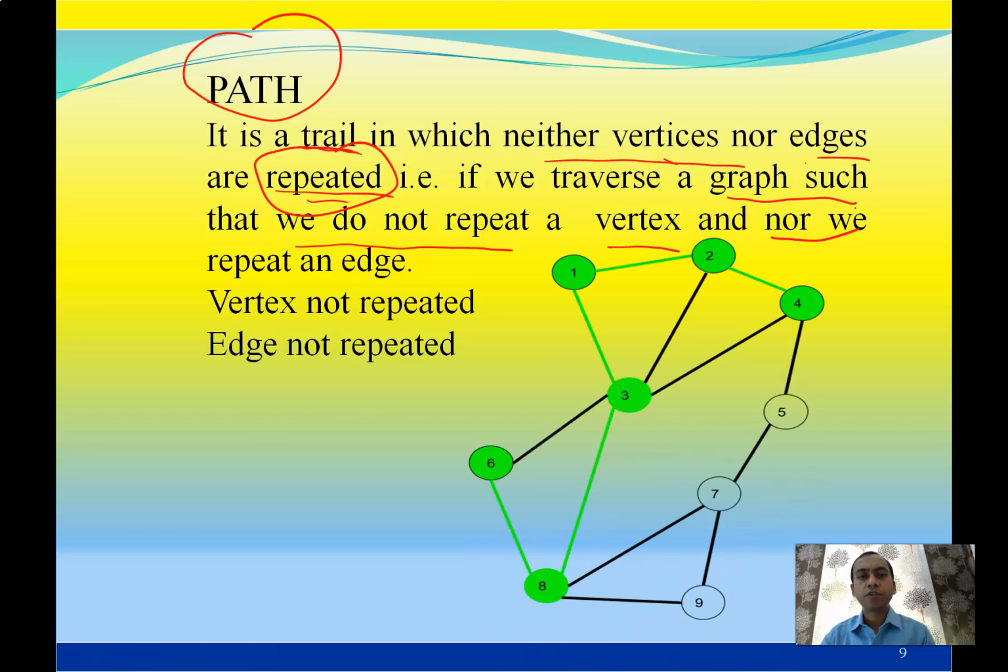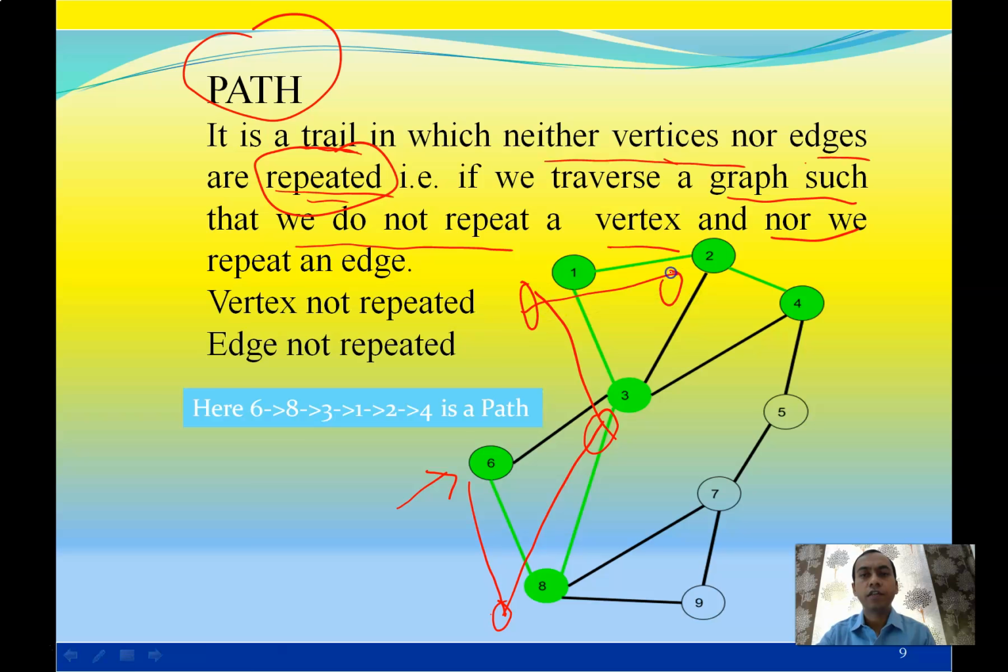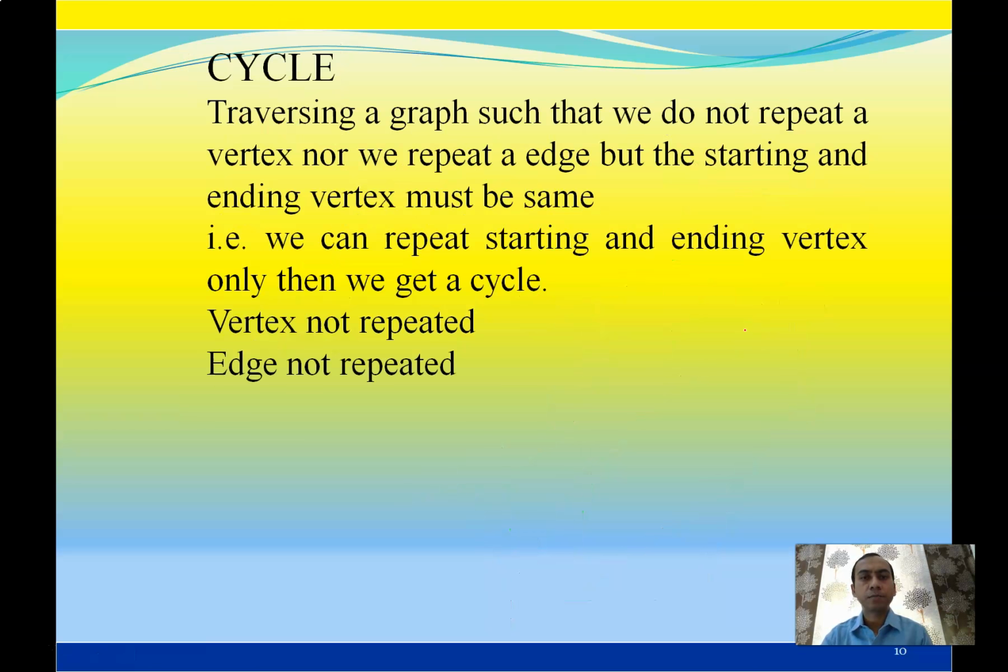Example, suppose that there is a path from 6 to 4. So we are starting from 6, after that 8, after that 3, after that 1, then 2, and then 4. So it is a path from 6 to 4. So this is called a path.